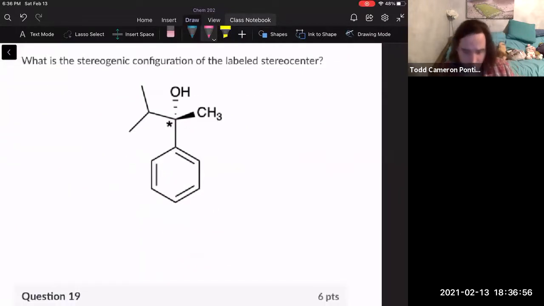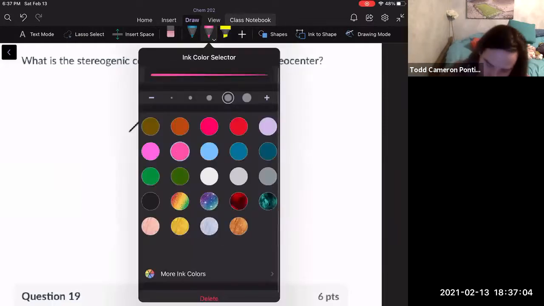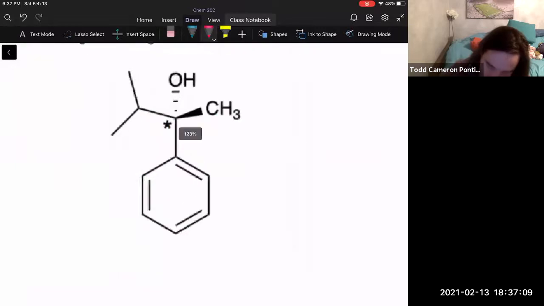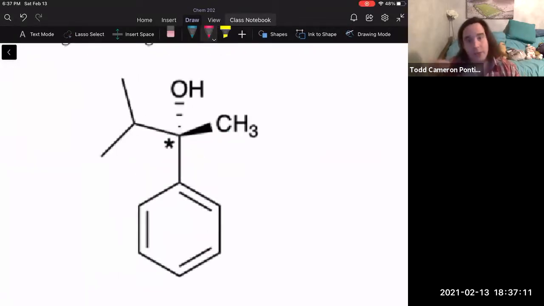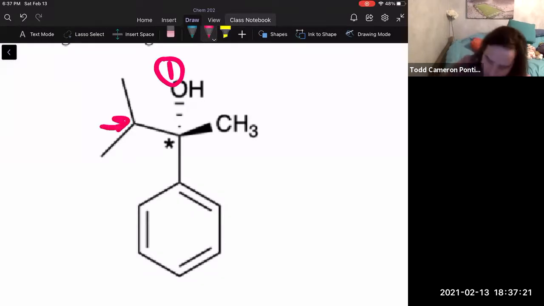Up next, what is the stereogenic configuration of the labeled stereocenter? Okay, well, let's find it out. First thing we need to do is prioritize. So what I'm going to do is number. Okay, first you look at the atoms that it's immediately bonded to. Of these atoms, oxygen has the greatest atomic number. So this is going to be the highest priority. Then we have carbon, carbon, and carbon.